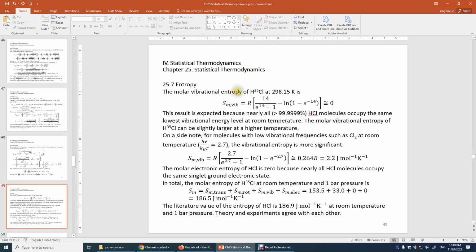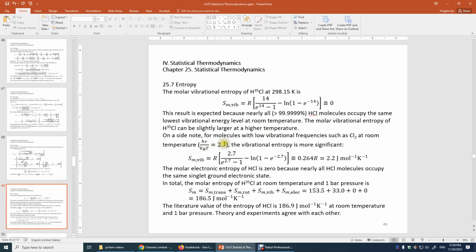The molar vibrational entropy for this molecule at room temperature is this. It's roughly 0. This result is expected because nearly all HCl molecules occupy the same lowest vibrational energy level at room temperature. So more than 99.9999% HCl occupy the lowest vibrational energy level. There's really no disorder. Therefore, the molar vibrational entropy is just 0 or very close to 0 at room temperature or even higher temperatures. Usually you can say it's 0 unless the temperature is really high.